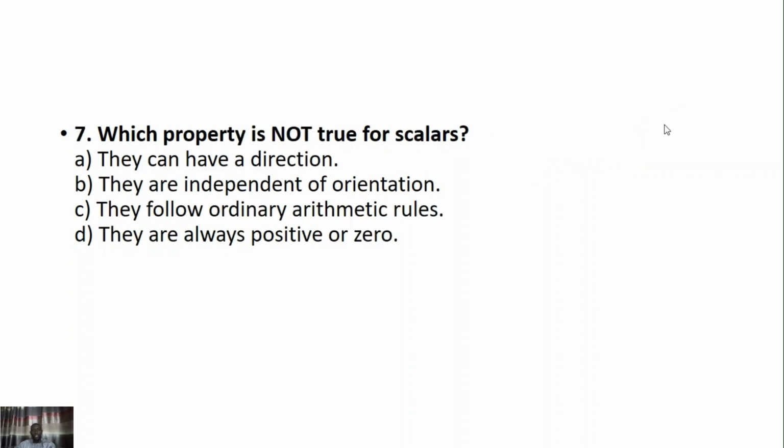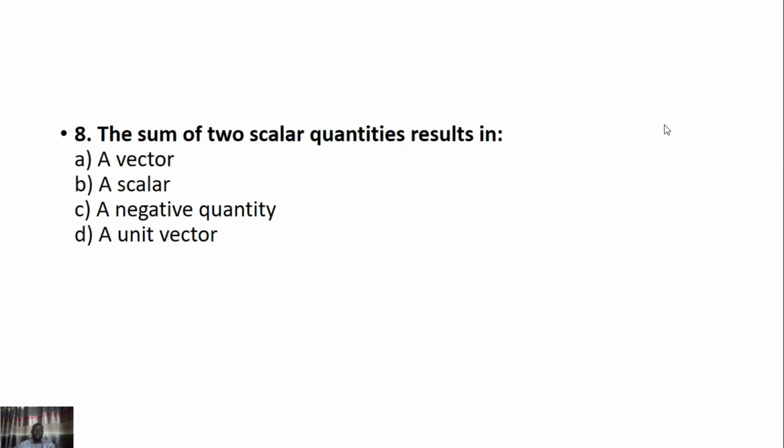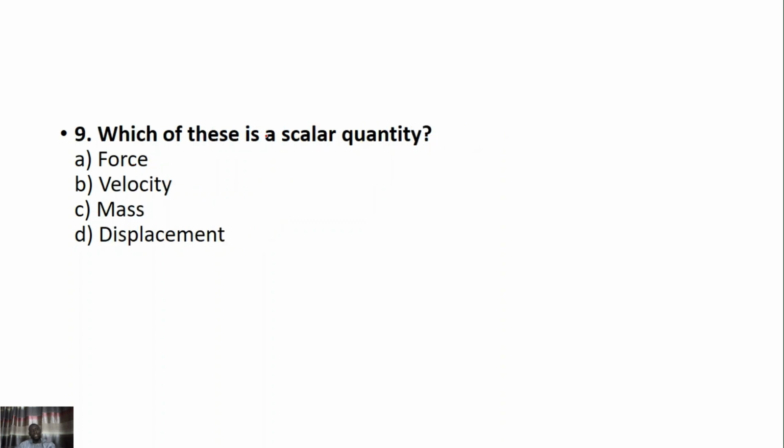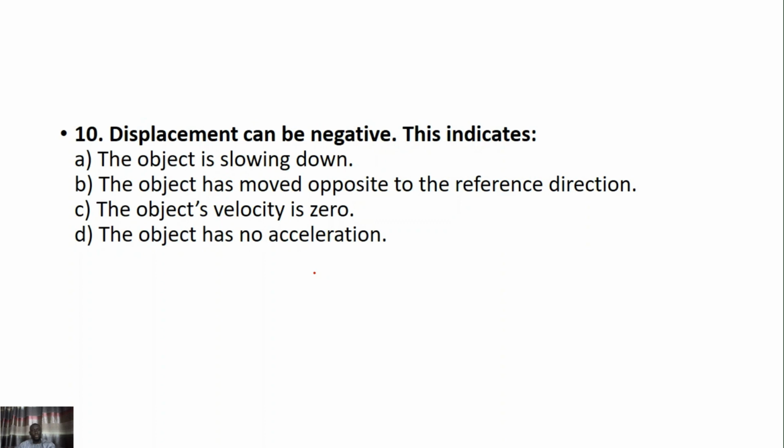Which property is not true for scalar quantity? The sum of two scalar quantities results in a scalar quantity. Okay, which of these is a scalar quantity? I believe you should know this. Displacements can be negative. Can it be negative? Okay, so rattle your brain on that.